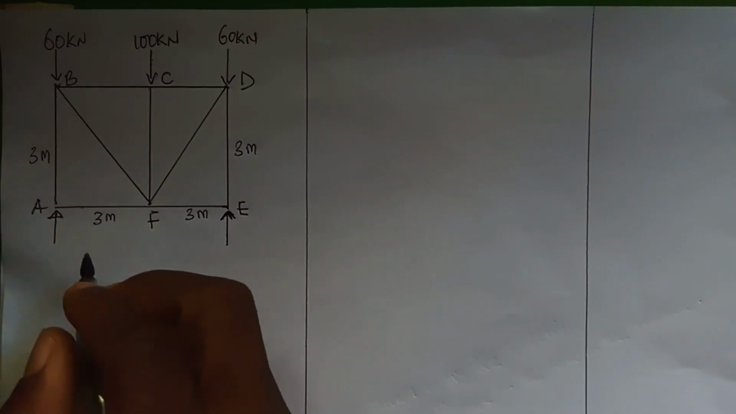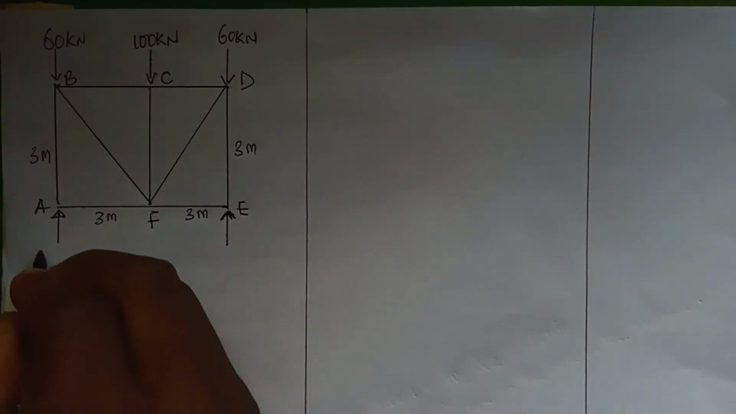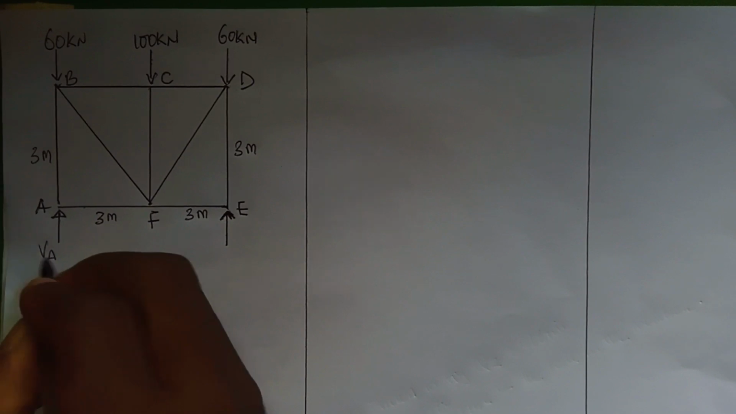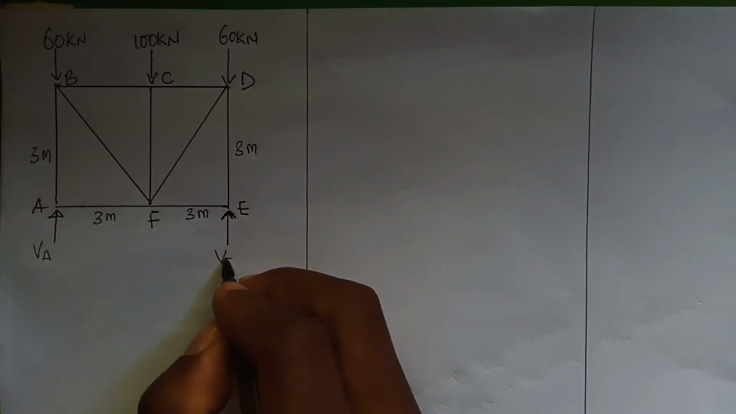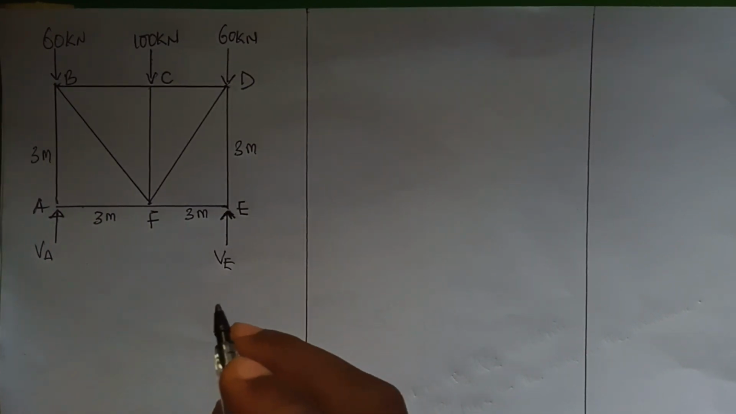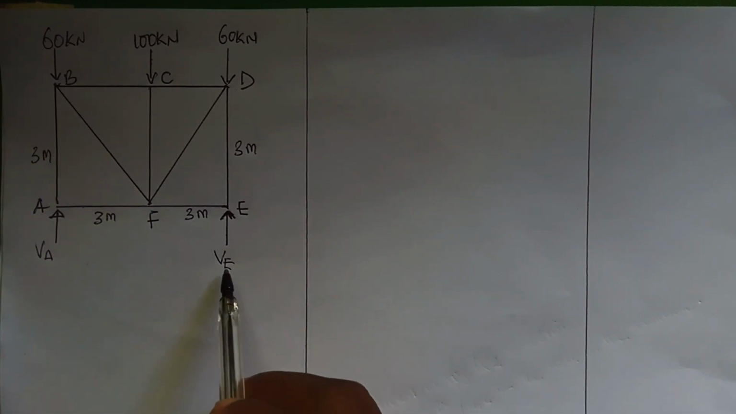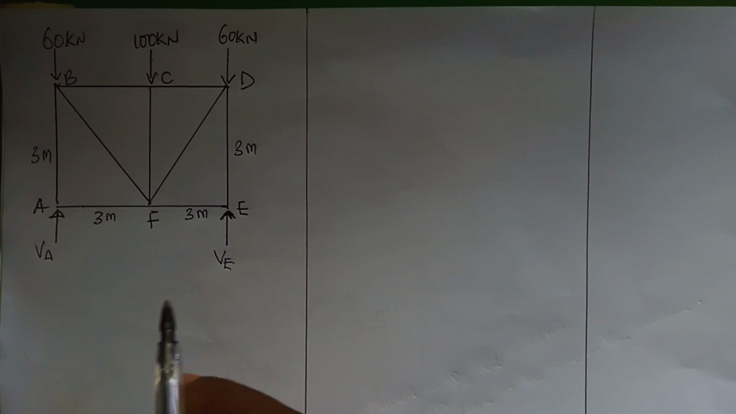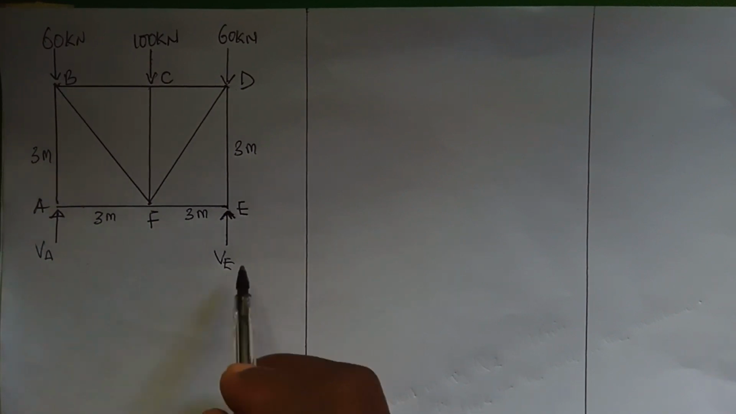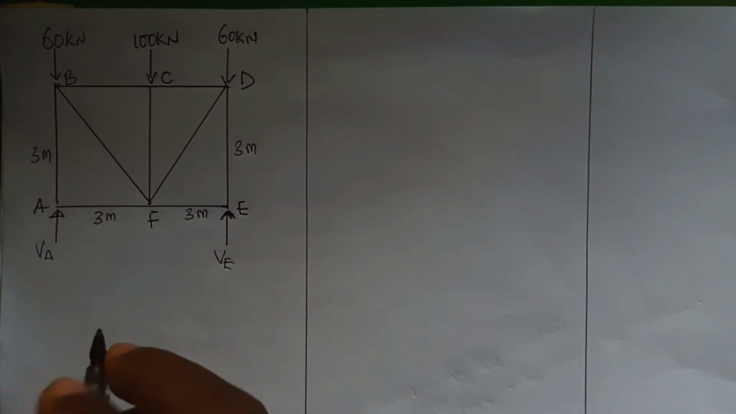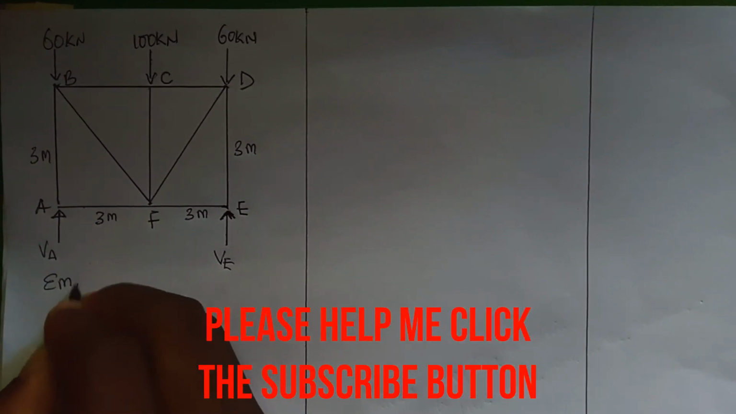We have represented it in the free body diagram, where we have our vertical reaction at A and our vertical reaction at E. Like the question said, the reactions at the supports. So we're going to get our VA and our VE, though you can call this RA and RE. To do that, let's take moment at point A.